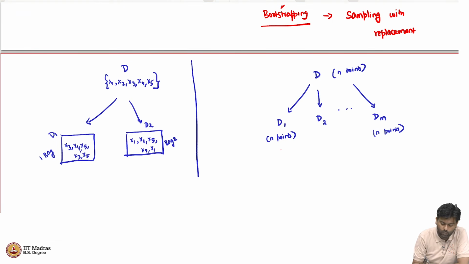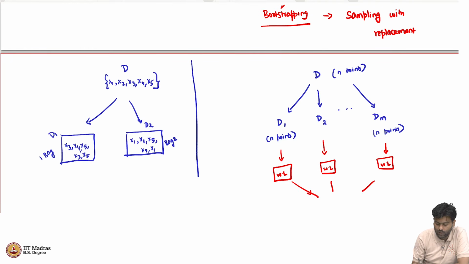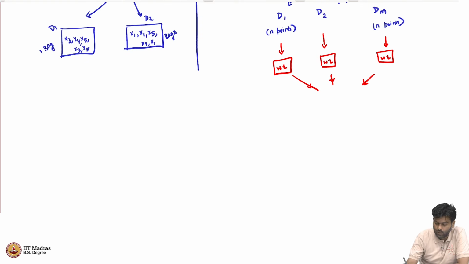Now, you do whatever you want to do, right. So, you run this over a weak learner, it could be a decision tree, it could be something else also. This is a weak learner and then you again aggregate these things. Well, you get h1 here, h2 here, hm here, and now your h star of x is just sign of 1 over m sum over i of h i of x.